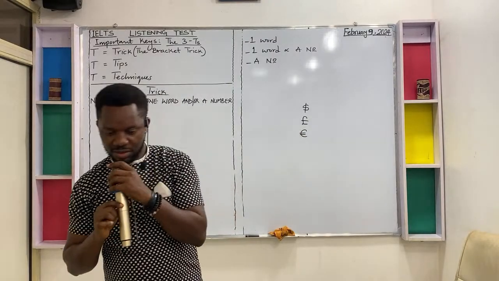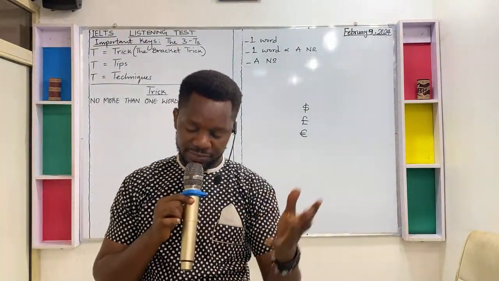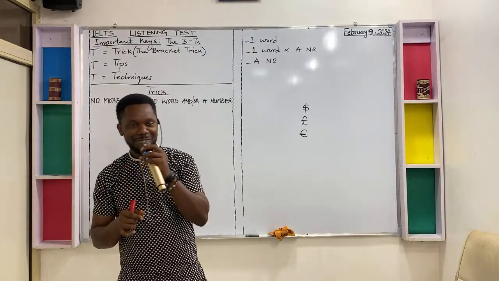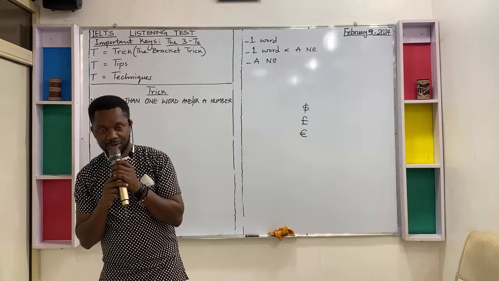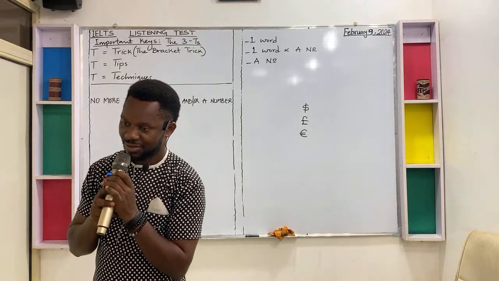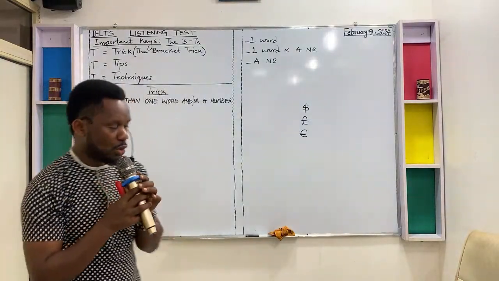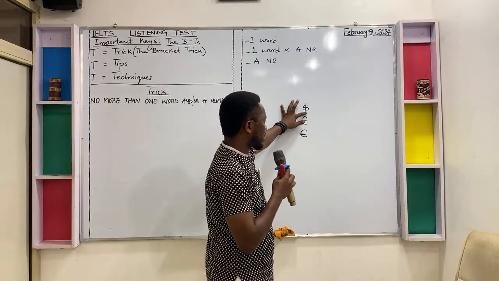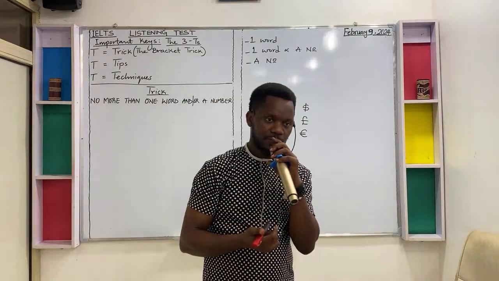What's the first symbol right there on the board? Jennifer, what's the first symbol right here? What is it called? Dollar. Second symbol is called what? Pound. Pounds. So the third symbol? Euro. Now, these are popular currency symbols you're going to see in IELTS questions.